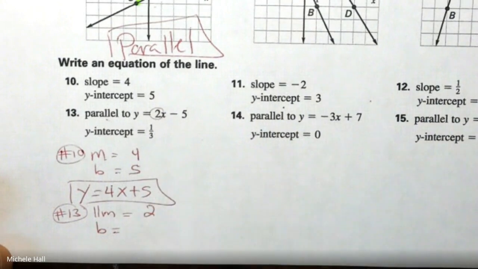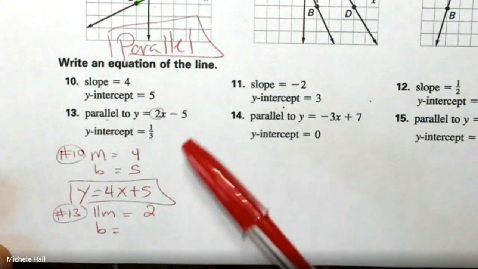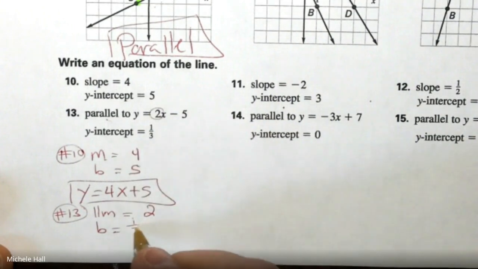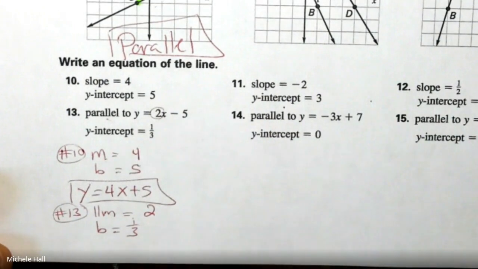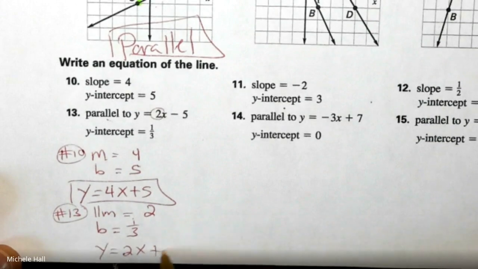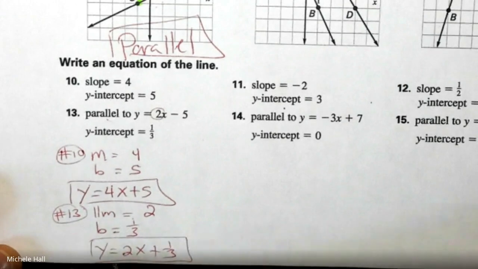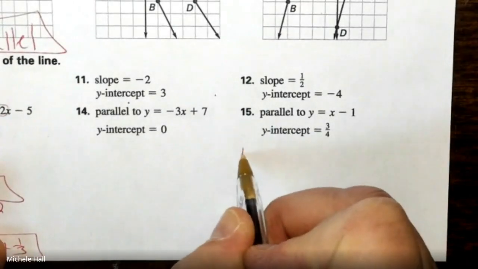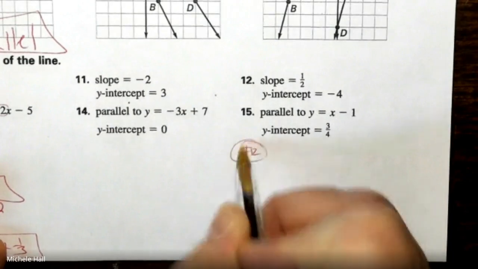So I know my slope. What's the y-intercept, Brandon? Oh, it's right there, 1/3. Now I write my equation. If I have m, I have b, I can write an equation of a line. y equals my slope times x plus my b. Let's go over to 12 and 15. Number 12. If you have the slope and the y-intercept, can you write an equation right off the bat?